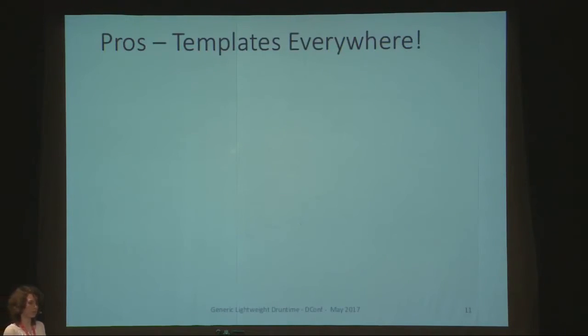So I said that we are going to do this through templates, so why would that be good? I heard there has been some template bashing at this conference, so I'm not here to say that they are awesome, but in this case, they might actually offer some advantages. So first of all, they are generic. So we're going to have the same implementation for types which share the same implementation.